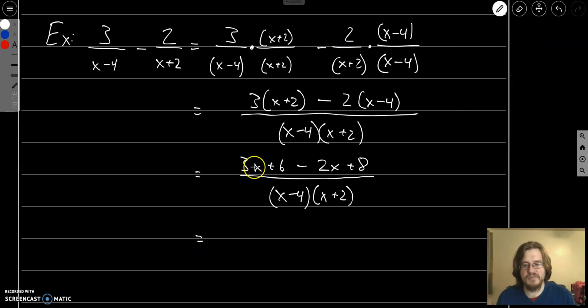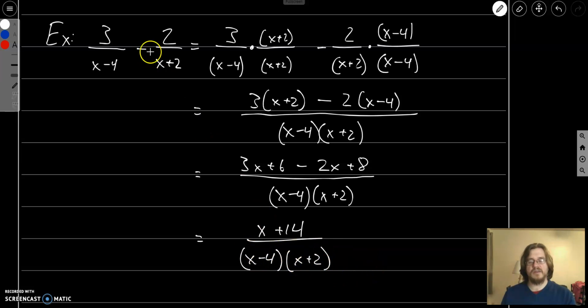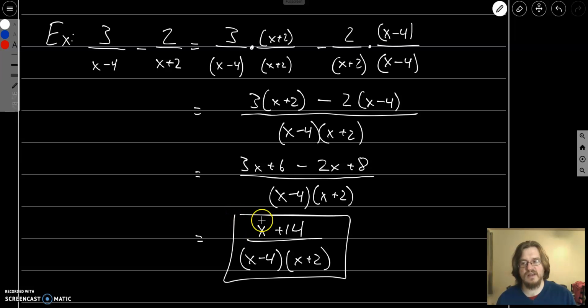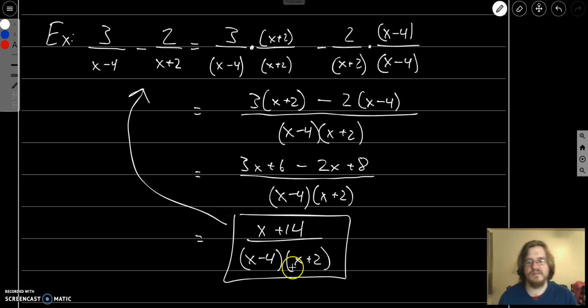And the top, we've got 3x minus 2x. Well, that's just going to leave 1x. And 6 and 8 will add up to 14. The bottom is still like this. And we have now added these fractions together. So the question that I want to address in this section is, if I gave you this as a starting point, could you pull them apart and write them as two separate fractions?